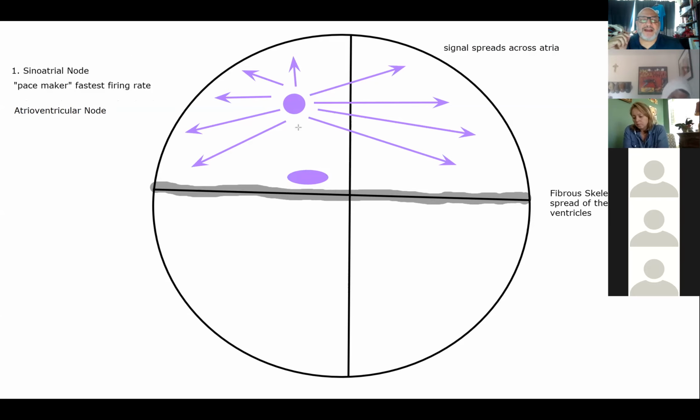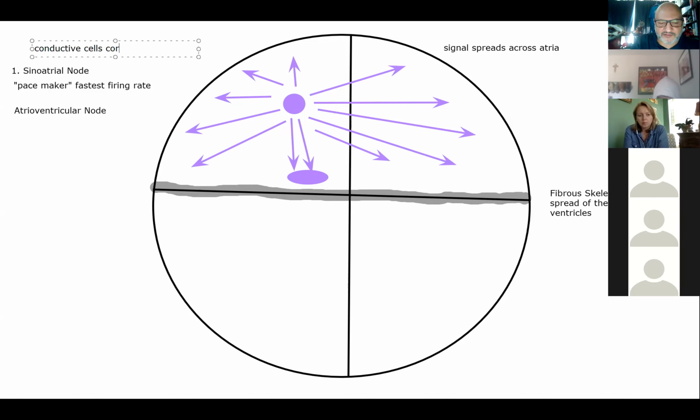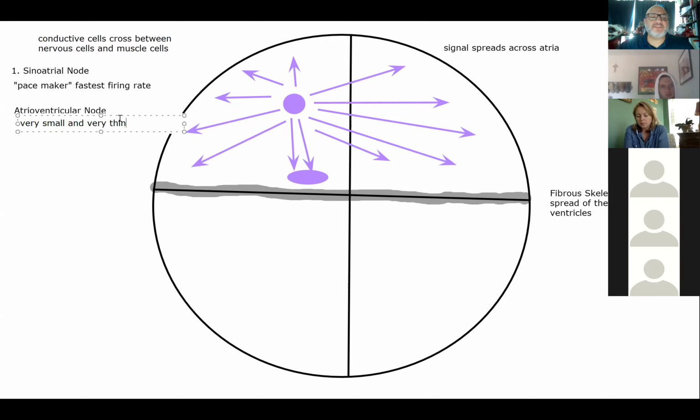And so some of those action potentials that have been spreading across the atria are going to spread to the atrioventricular node. There's something really interesting about the atrioventricular node, right? As we've talked about, for the most part, these conductive cells are kind of a cross between the nervous cells and muscle cells. They're kind of like a combo plate. They don't produce contractions. They conduct electrical activity. So they're kind of like nervous cells that way. And what's interesting about these cells of the atrioventricular node is the cells are very small and very thin. Why might that be significant? What's the significance of these cells being very small and very thin?